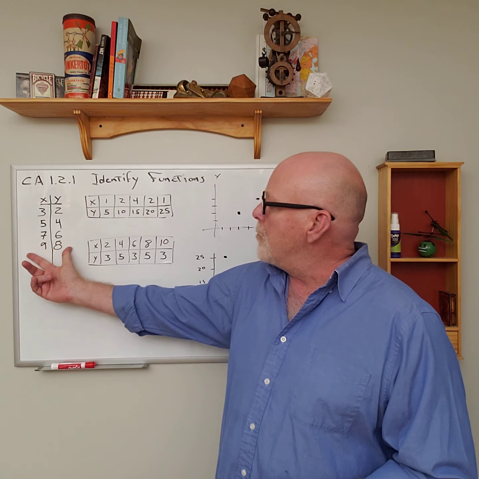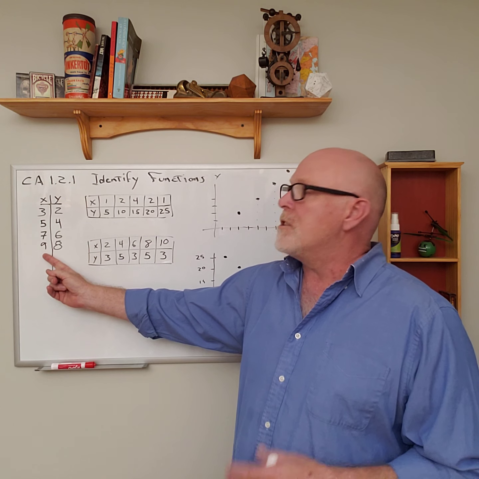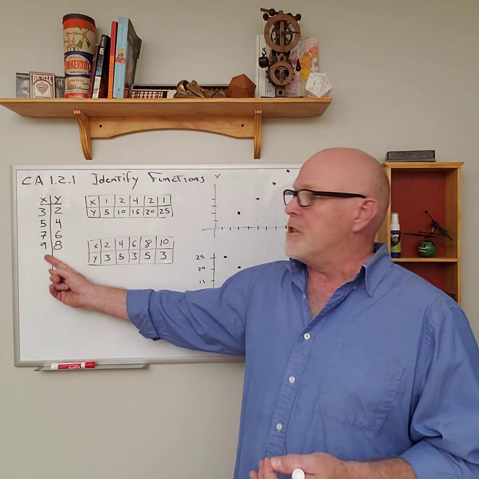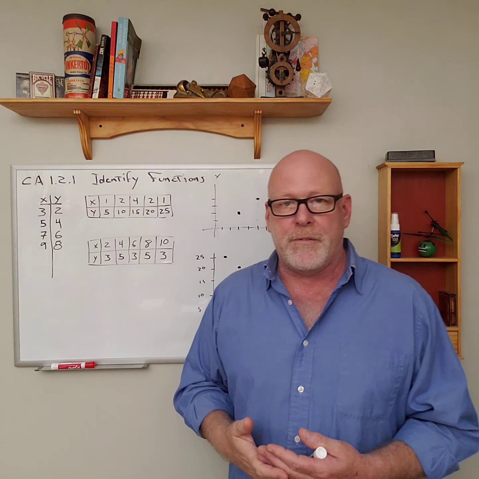Okay, so when you're looking at functions in this form, in tabular or table form, where you've got a list of inputs and outputs, if there's no repetition on the x's, on the inputs, you're good to go, it's a function. If you have repetition in the x's, it's not a function.